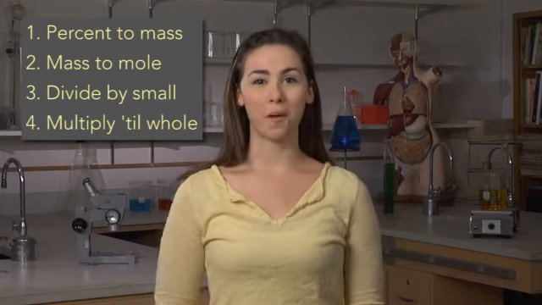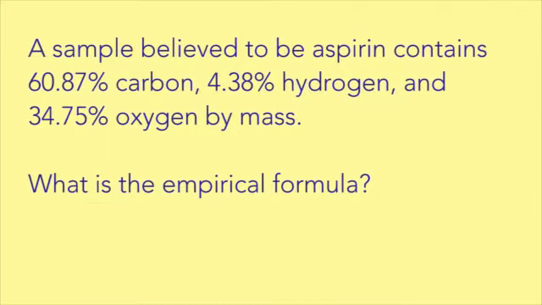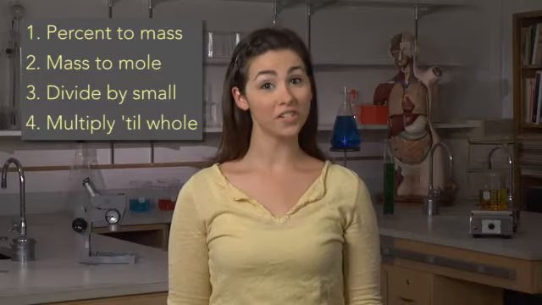Anyway, let's look at this quick problem. A sample believed to be aspirin contains 60.87% carbon, 4.38% hydrogen, and 34.75% oxygen by mass. What is the empirical formula? The first step was percent to mass. Let's assume we're dealing with a 100-gram sample. That makes converting percent to mass fairly easy.